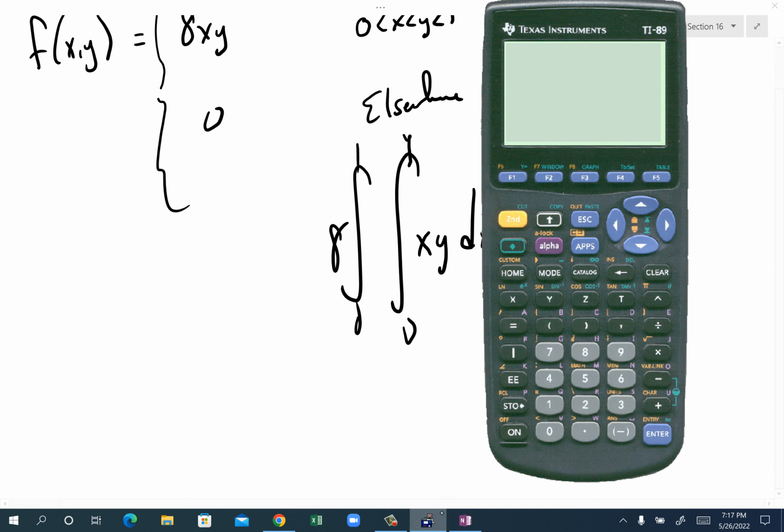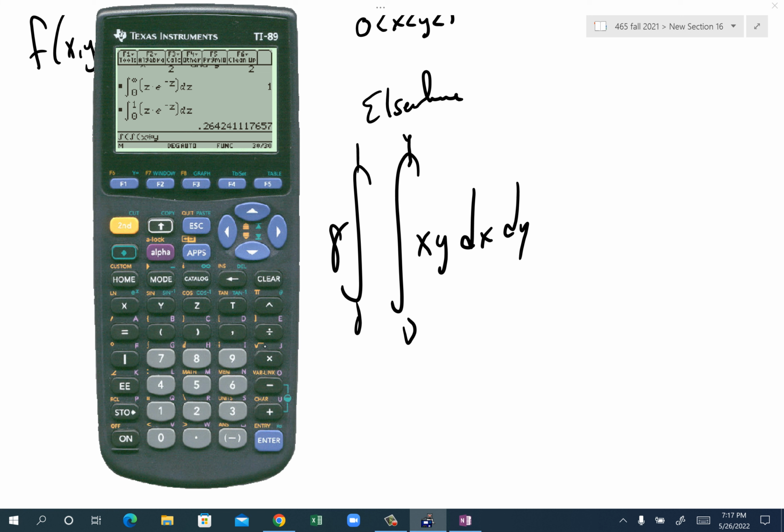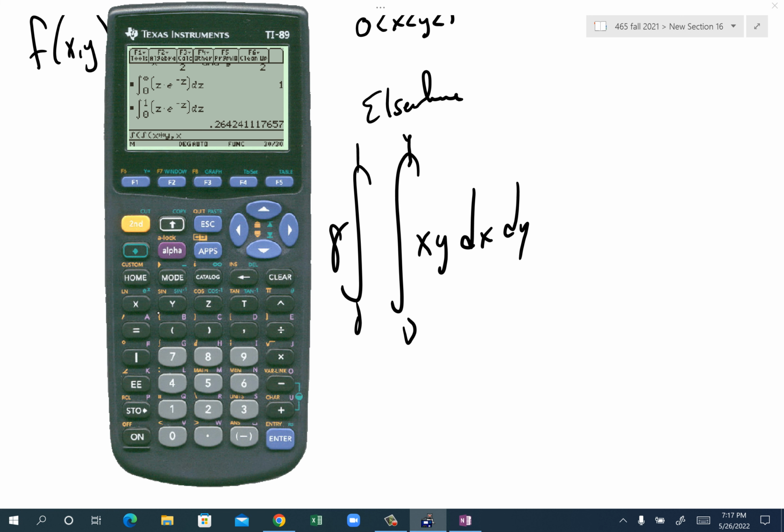If I do that, it's a double integral, of course. x times y. Don't forget the times, or you won't be pleased with yourself. If you do, it won't work properly.